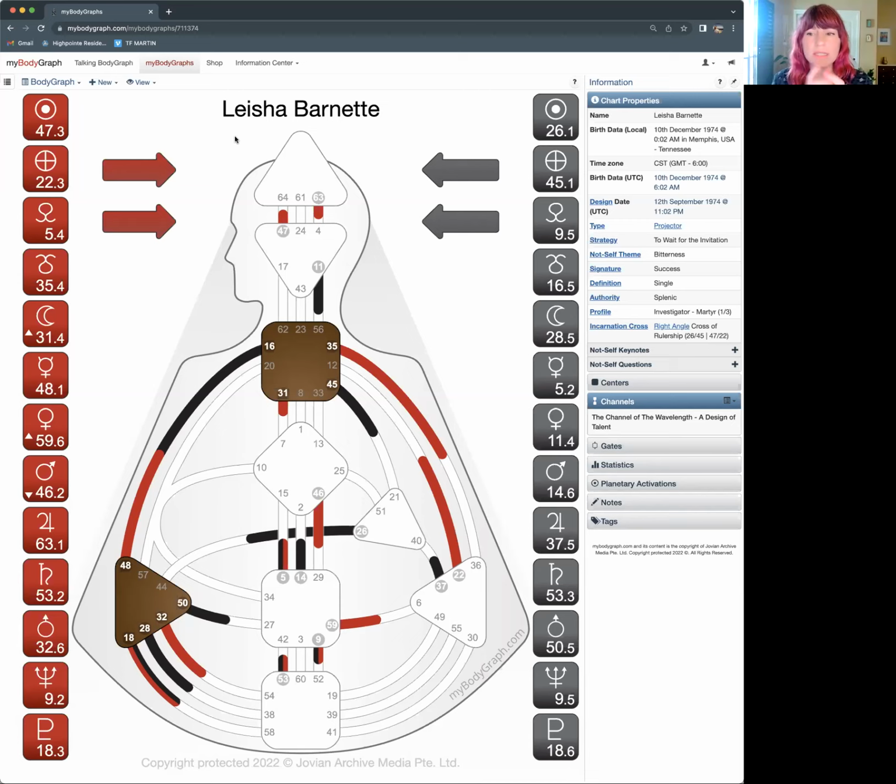So the 61 is inner truth or mystery. That's what this gate 61 is. If someone has gate 61, it'll depend on whether they have an undefined head or defined head, and the rest of the activations.